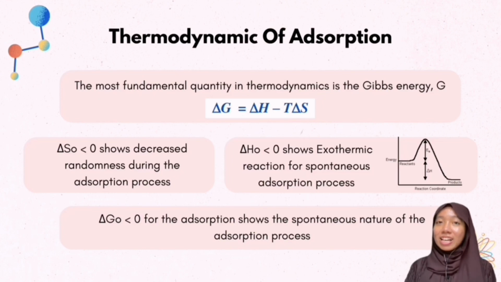Then, as the enthalpy is lower than 0, it shows a negative value, which shows the exothermic reaction for spontaneous adsorption process, as the adsorption occurs to get stability by losing some energy. Thus, the energy of the product is lower than reactant, meaning the change in enthalpy delta H is always negative value. A spontaneous change is always accompanied by a decrease in Gibbs energy, which is delta G lower than 0 for all spontaneous processes of the adsorption process, while positive value shows non-spontaneous reaction.